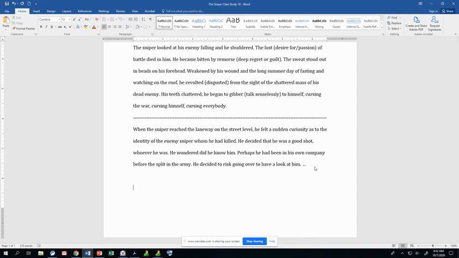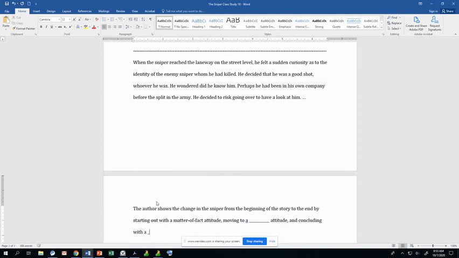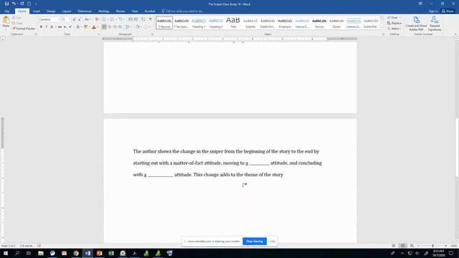So you'll write something like, the author shows the change in the sniper from the beginning of the story to the end by starting out with a matter of fact attitude, moving to a whatever you discover attitude, and concluding with your third attitude. This change adds to the theme of the story. Sorry, I'll scroll up a little bit so you can see that better.